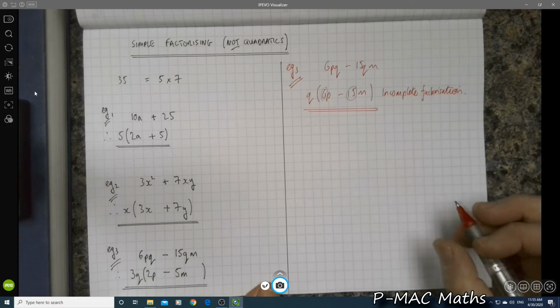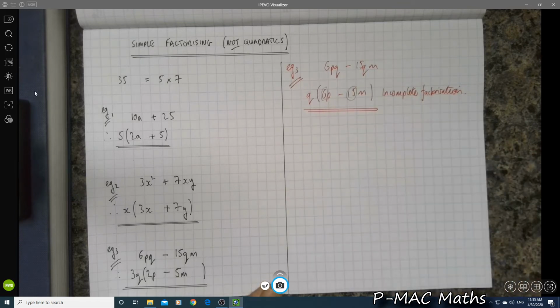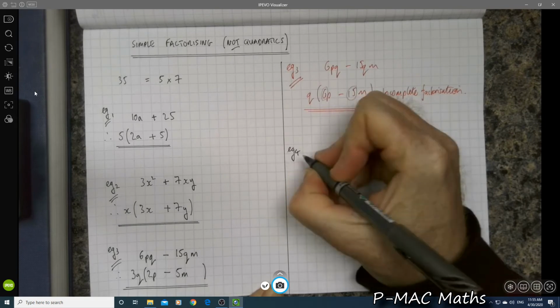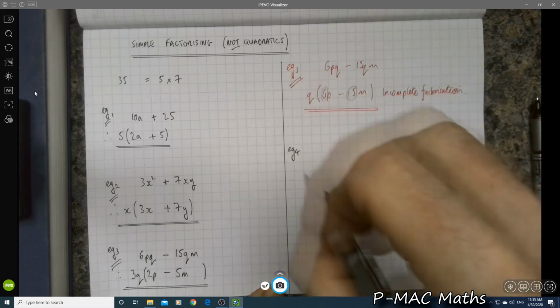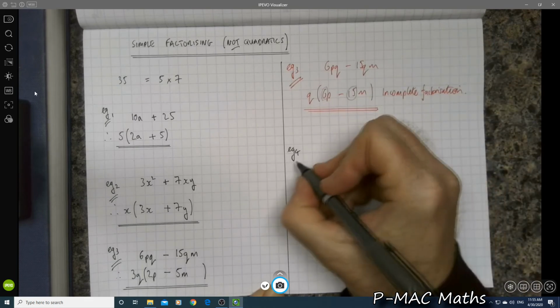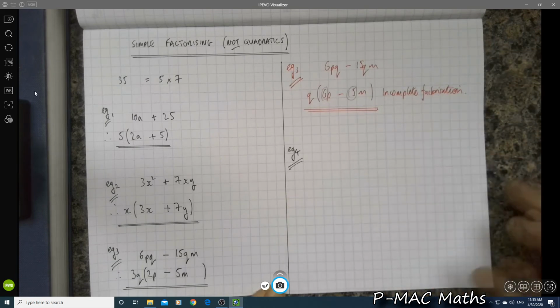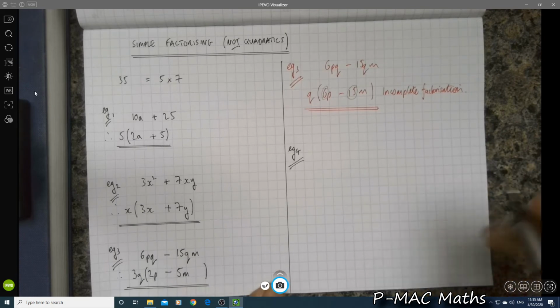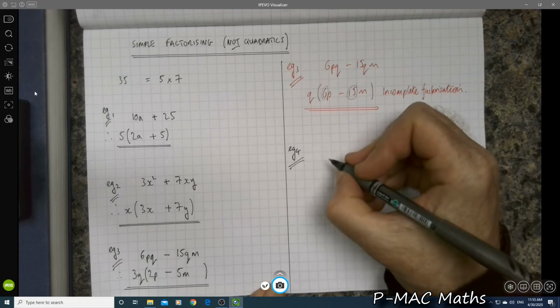All right, let's do one more. Example 4. Sometimes you get more than 2 terms, and sometimes you can have all sorts of bits of algebra there as well. So let's make something fairly horrendous.